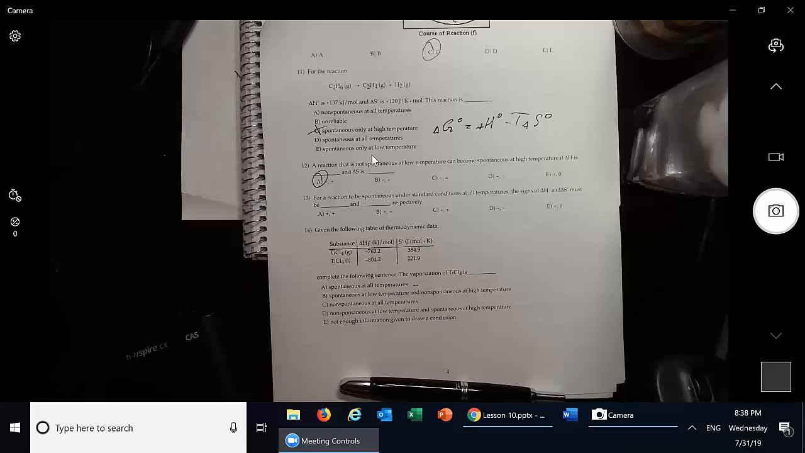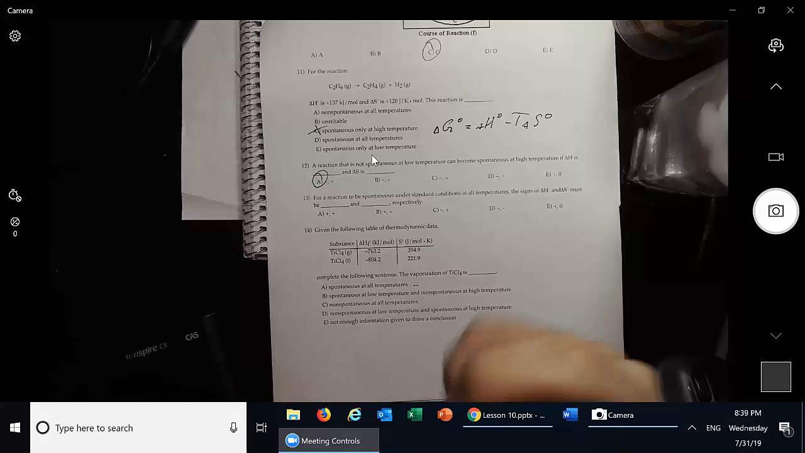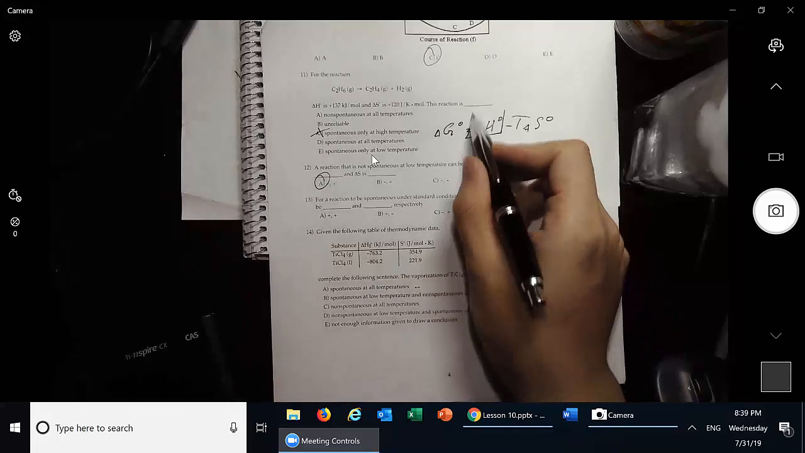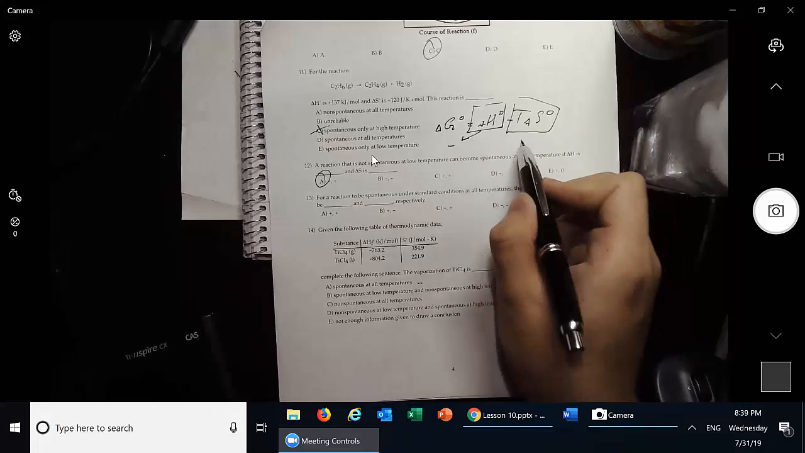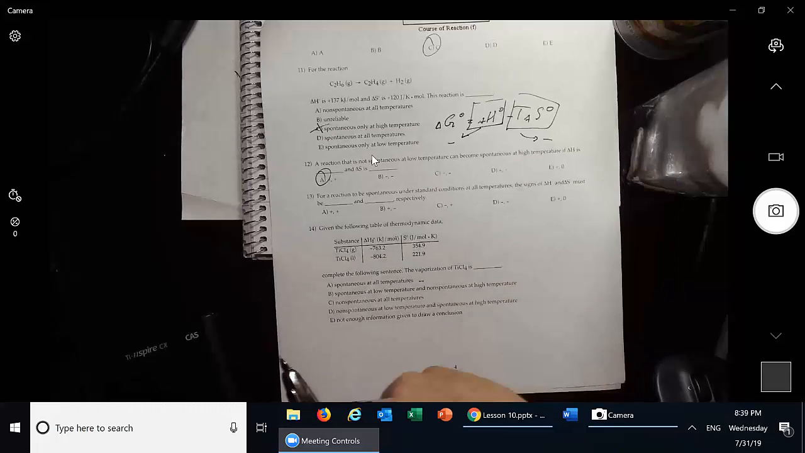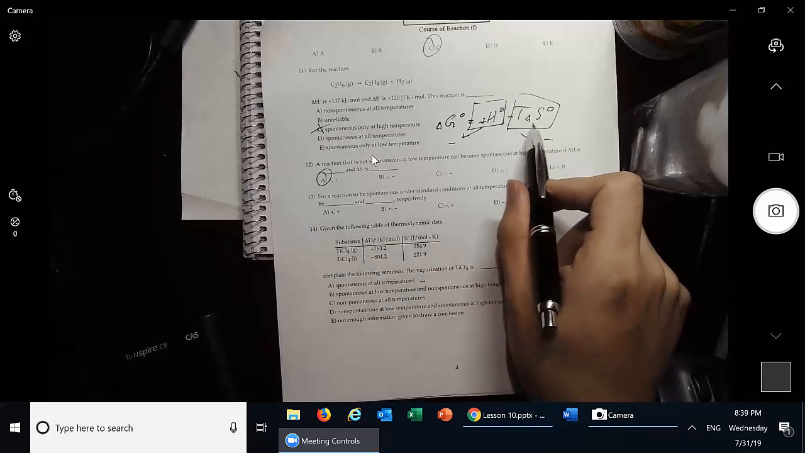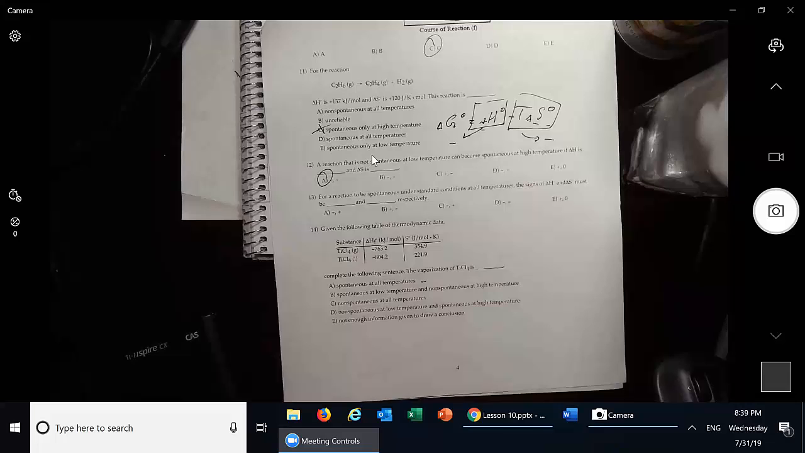Spontaneous at all temperatures, right? Yeah, great. So that means delta G should always be negative. And if you want delta G to always be negative, this one always needs to be negative, and this one always needs to be negative too. So this would imply a positive delta S and a negative delta H.